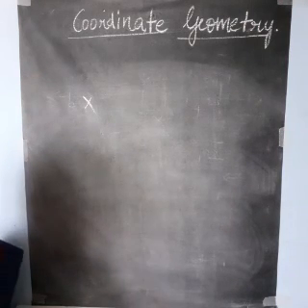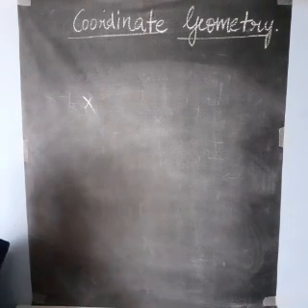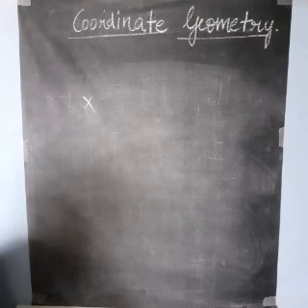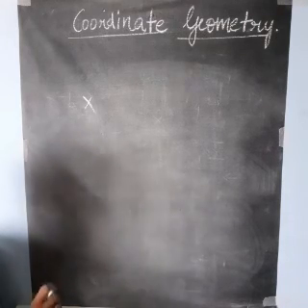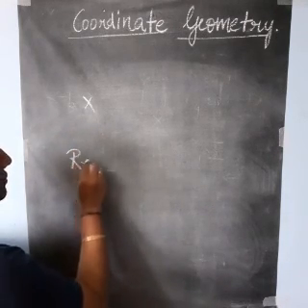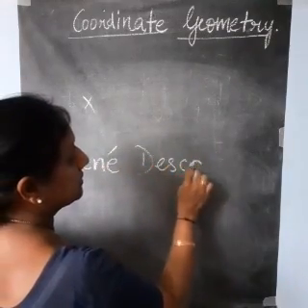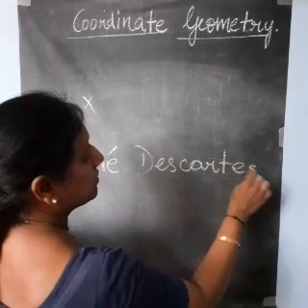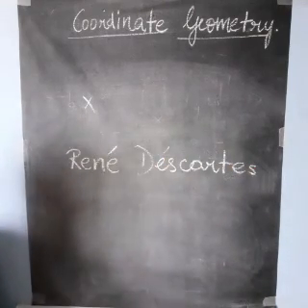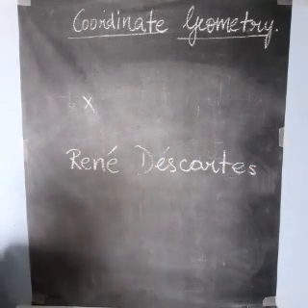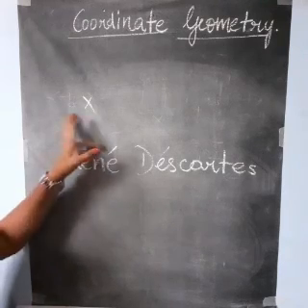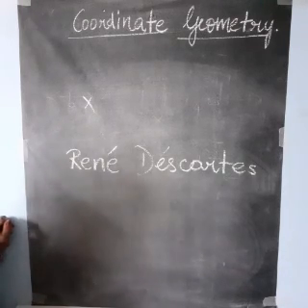How will you give the bearings of this point? For this we had the solution given by a French philosopher known as René Descartes. What he did was, he was lying on his bed and thinking how to solve this problem of giving the location of a point.